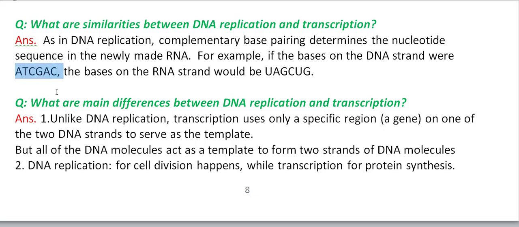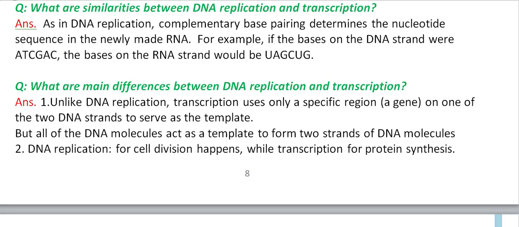For example, if the bases of the DNA strand are ATCGAC, the bases of the RNA would be U complementary to the A, A complementary to the T, G complementary to the C, C complementary to the G, U complementary to the A, and G complementary to the C.